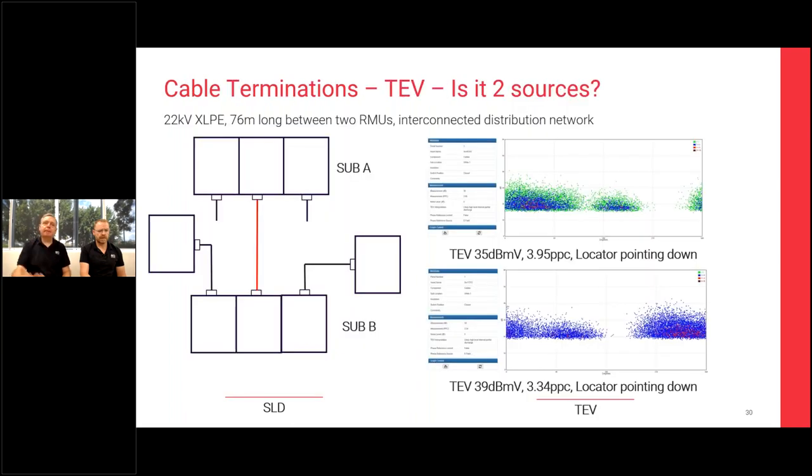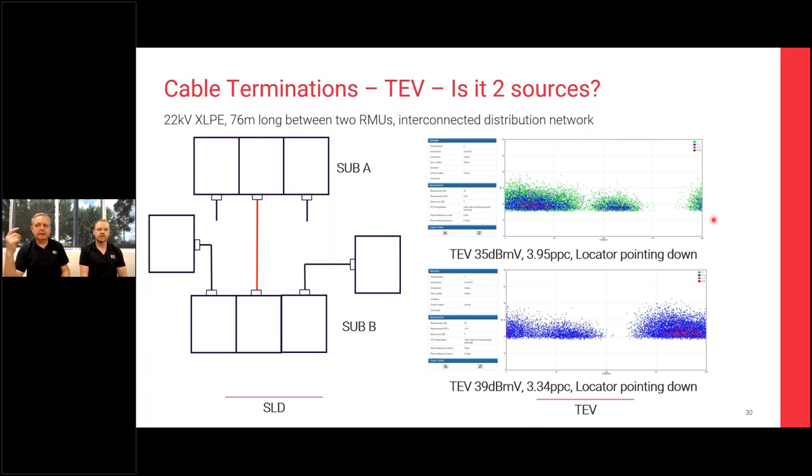Let's step back and look at where sub A and sub B are connected together by a cable, funnily enough. If we look at the signals and we look at the TEV signals in substation A, we had 35 decibels and about 4 pulses per cycle. And the clustering looks like this. One of the clusters is much longer than the other, but we've still got clustering that's showing around 180 degrees apart from the start point.